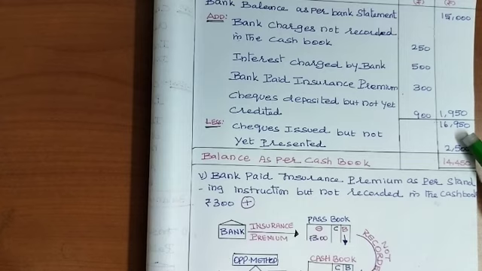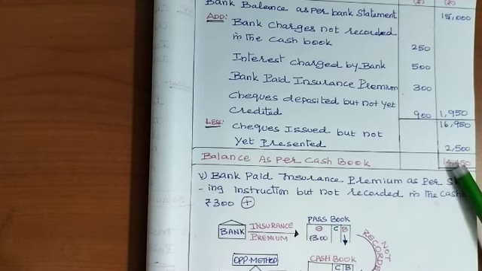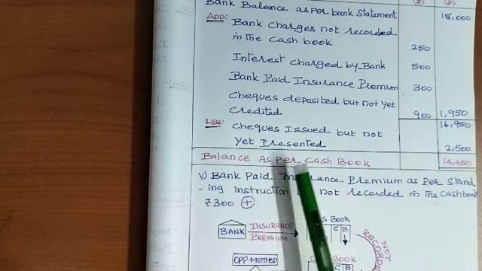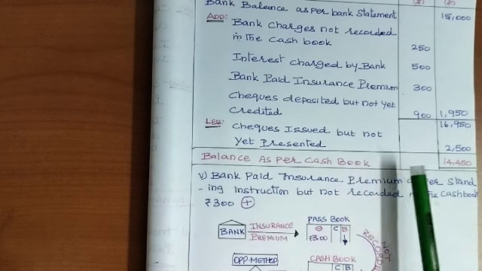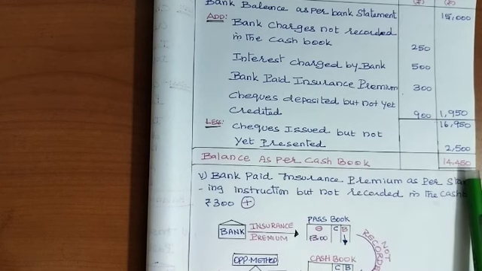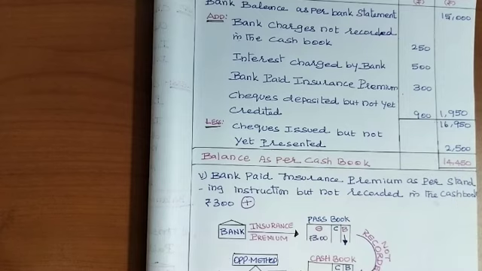Okay. Then we have to subtract 2,500 from the 16,950, we will get 14,450. So this is the balance as per the cash book. The amount is 14,450.